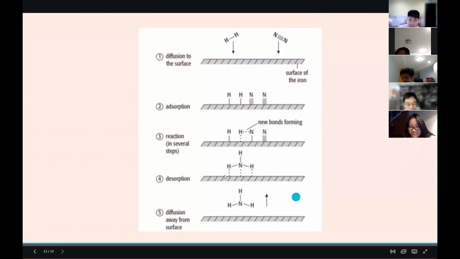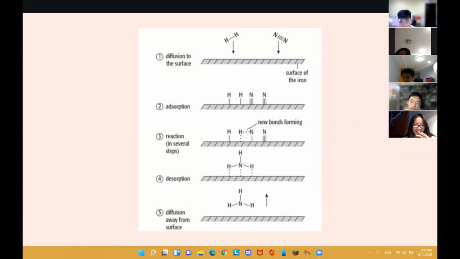This is a visualization of what occurs during the 5 steps. First is the diffusion to the surface. Following that is the adsorption, and then the reaction where new bonds are formed, then desorption, and then diffusion of the gas away from the surface of the catalyst.